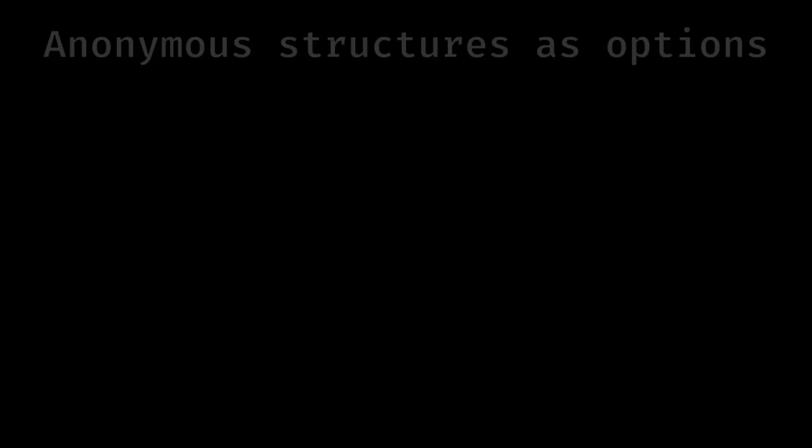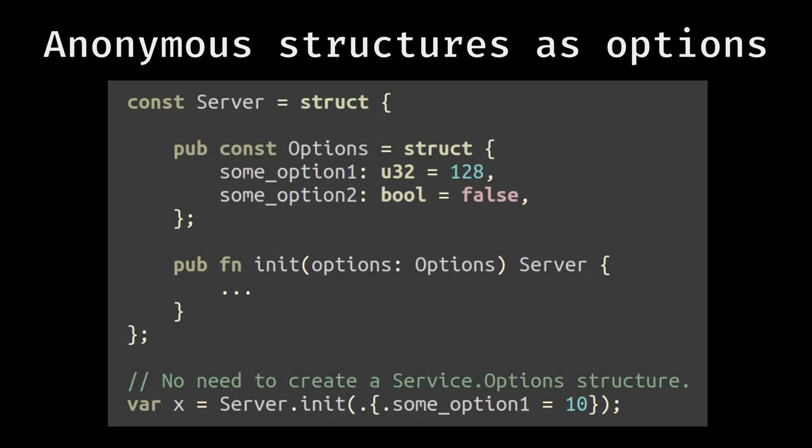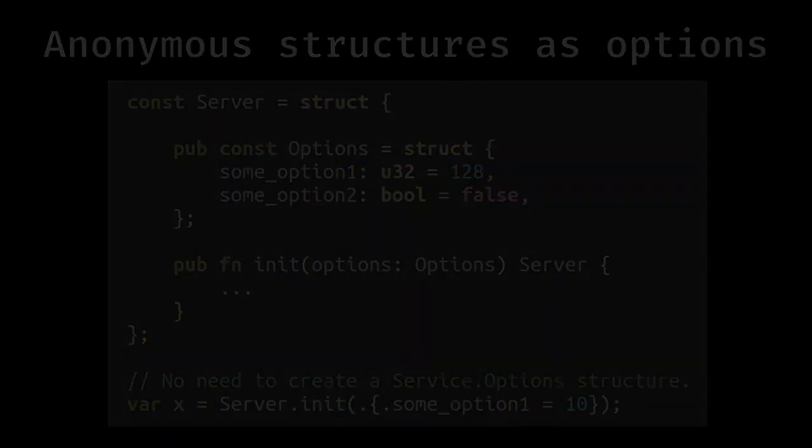So let's see a few language constructions. Using anonymous structures as options is widespread in the standard API, since it's really convenient. An example of this can be seen in the std.net namespace. An anonymous structure is used as an associative array of optional parameters. No need to instantiate a server.options structure. Again, code like this is everywhere in the standard library.